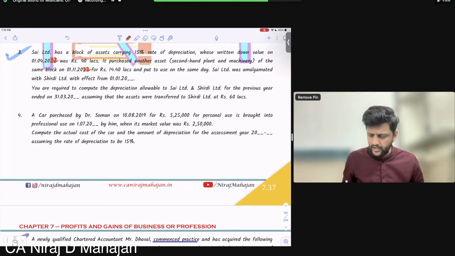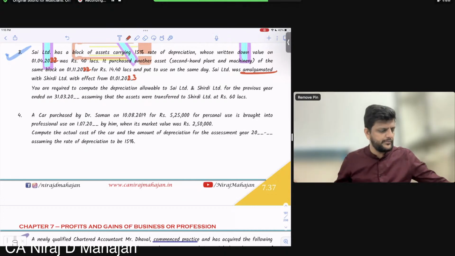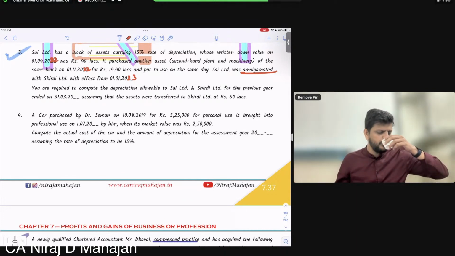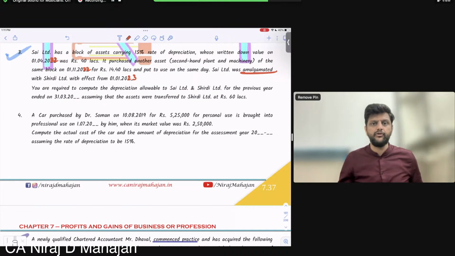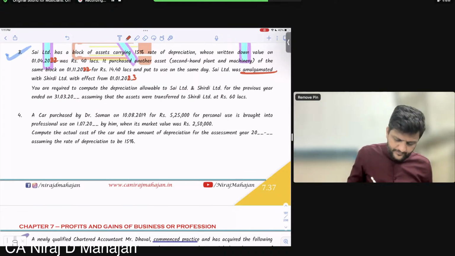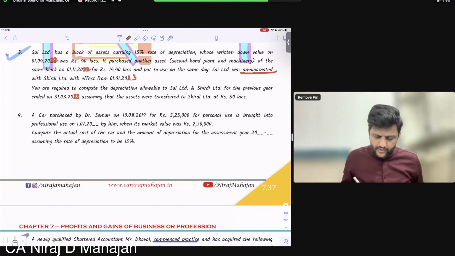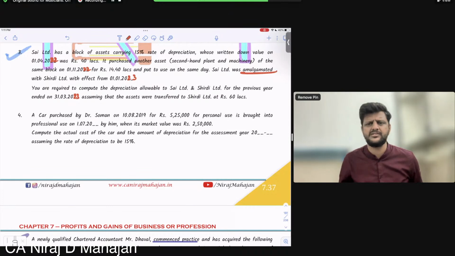Sai Limited was amalgamated with Shirdi Limited with effect from 1/1/23. Now they came together, amalgamated, okay? You are required to compute depreciation allowable to Sai Limited and Shirdi Limited for the previous year ended 31/3/23, assuming that assets were transferred to Shirdi Limited at rupees 60 lakhs. That is not our concern. We only have to apportion depreciation.